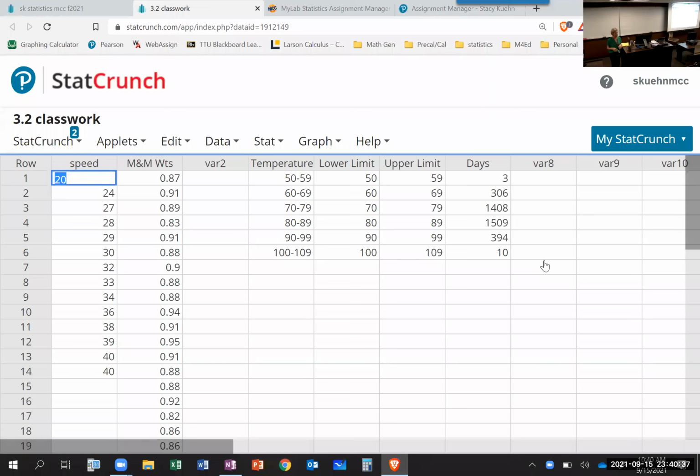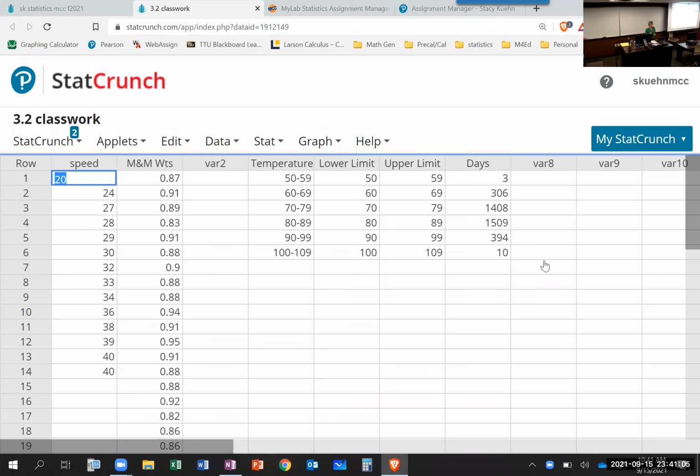There's a big formula for you to look at and be impressed with, but we're going to let technology do it. In essence, it's going to take the middle of that 50 to 59, that midpoint, and multiply it times the frequency of the bar. It's going to add them all together and then divide. That's what it's going to do. But like I said, we're going to let technology do this for us.